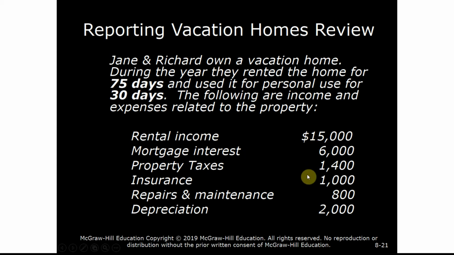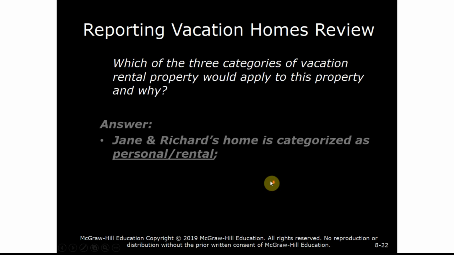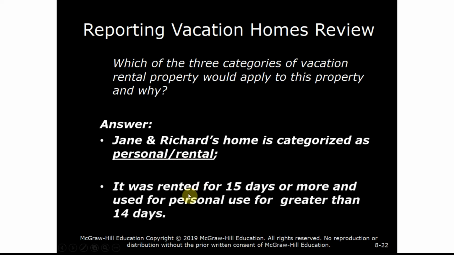So they're just listing the income and the expenses. We need to know, are they going to use the IRS method or the tax court method to allocate mortgage interest and property taxes for rental purposes? As it says here, the answer is it's for personal and rental purposes. It was rented for 15 days or more and used for personal use greater than 14 days. So those are the tests we use.